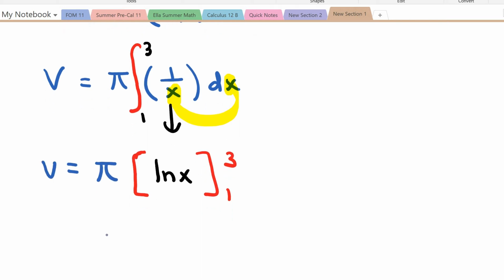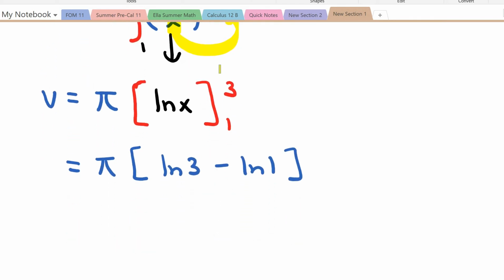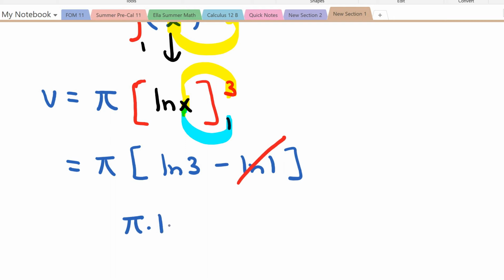And let's go ahead and finish this problem off using the fundamental theorem of calculus. So this would be ln of 3 minus ln of 1. Okay, so all we're doing is we're taking our upper bound, plugging that in. We're taking our lower bound, plugging that in. And we know ln 1 is going to be 0, so my final answer is pi times ln 3. So that's the volume for that particular shape.